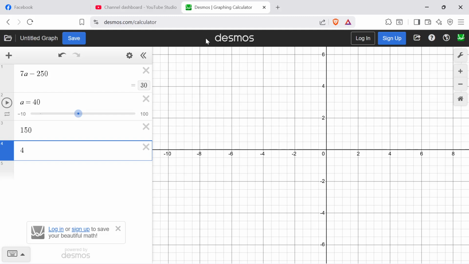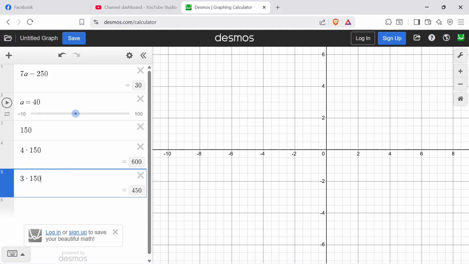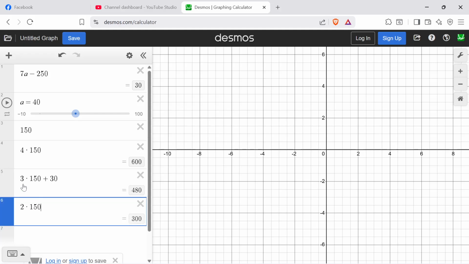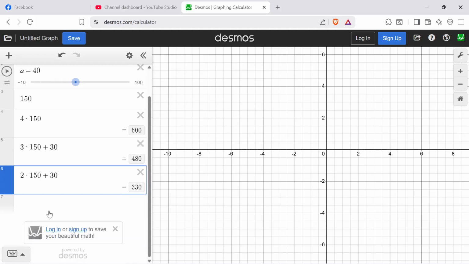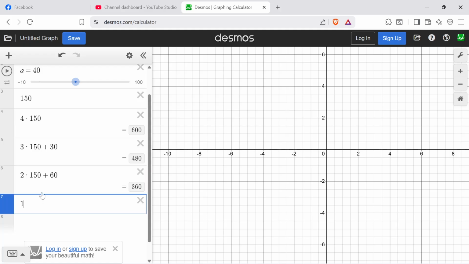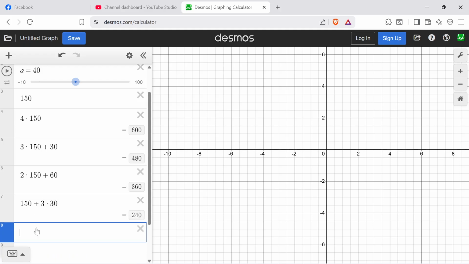Either all 4 are the 150s, so that would be 600 degrees, or 3 are 150s plus 1 of the 30s, or 2 are 150s plus 2 of the 30s, or 1 150 plus 3 of the 30s, or all 4 are 30 degrees. So it could be 600 degrees, 480 degrees, 360 degrees, 240 degrees, or 120 degrees.